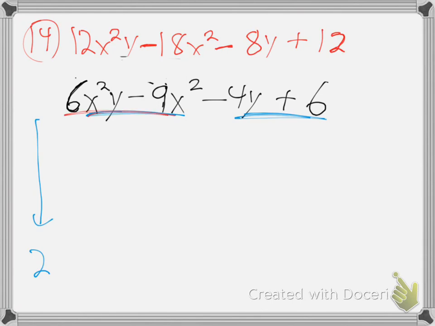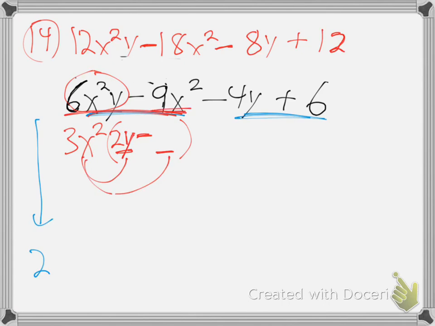What have we learned? Okay, what about these 2? What goes into 6 and 9? 3, not 2. Right, 3. And what letters do they both have in common? X squared. Right? That good? Parenthesis. What goes inside? 3x squared times what? And you're going to have a minus sign here, and then times what? 3x squared times 2y makes 6x squared y. And 3x squared times what goes back to 9x squared? Just the 3, the minus 3.